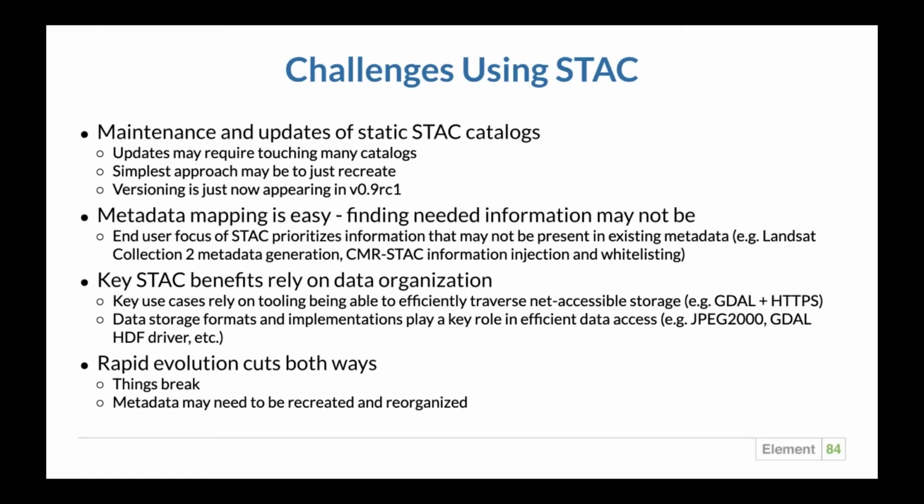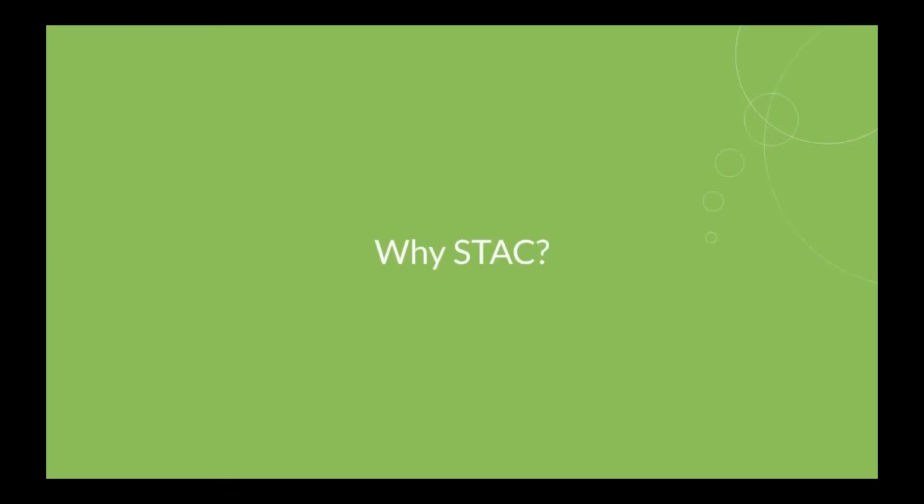Version 0.8, which is out there now, reorganized the EO extension and a handful of other things. It was a big version to get out, and it's really important to get that out before some of the Landsat metadata is generated, to make sure that we all align, because there can be breaking changes. The versioning that's introduced in 0.9 will help sort a lot of that out. And I mentioned you may need to recreate and reorganize metadata based on changes.